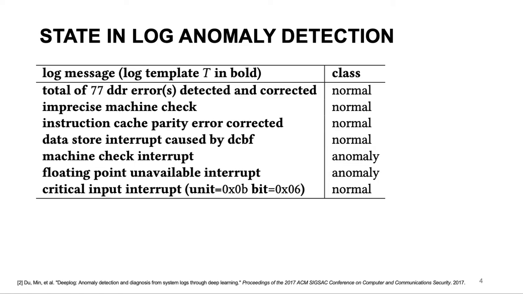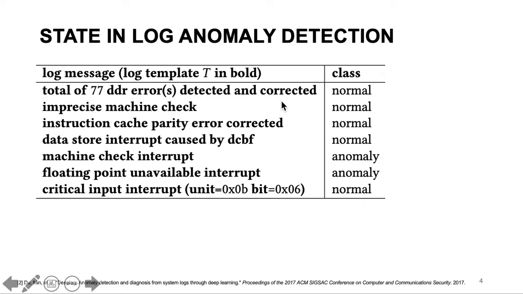Just for background, a log message, which is free-form text, is composed of a log template and log variables. If you have a look at the first one, which is the total of 77 DDR errors detected and corrected, the 77 is the variable part, and the rest in bold letters is the template part. Usually, when we analyze logs, we analyze them with the log template.